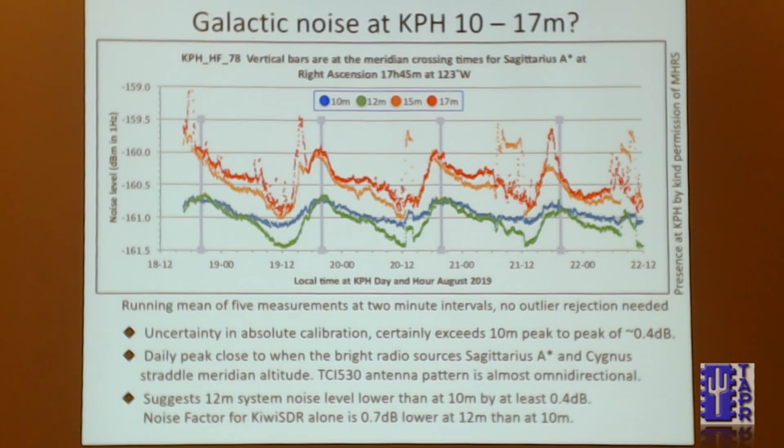Anyway, because KPH is such a quiet site, we thought we would look in more detail at the noise levels being measured in the higher frequency bands.